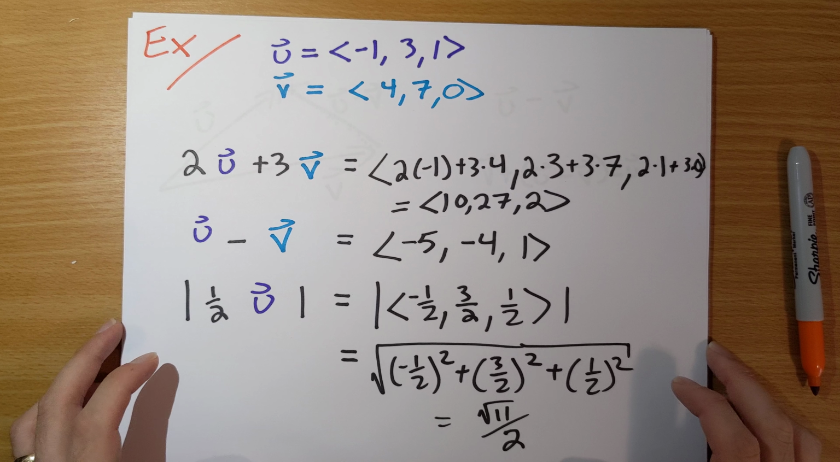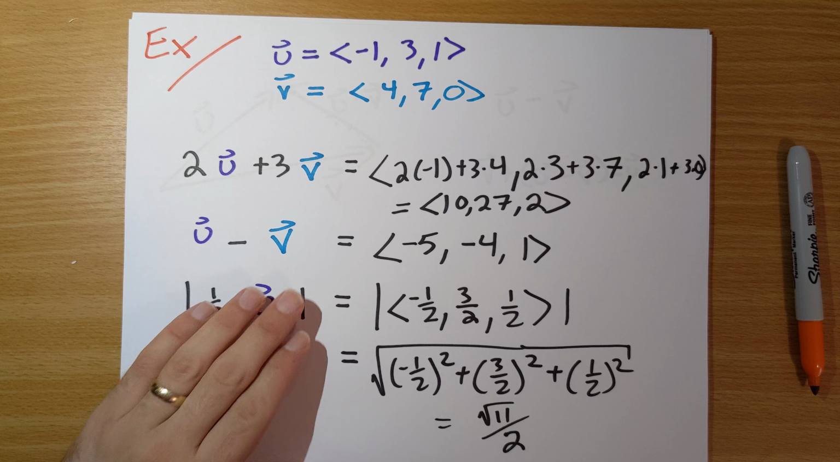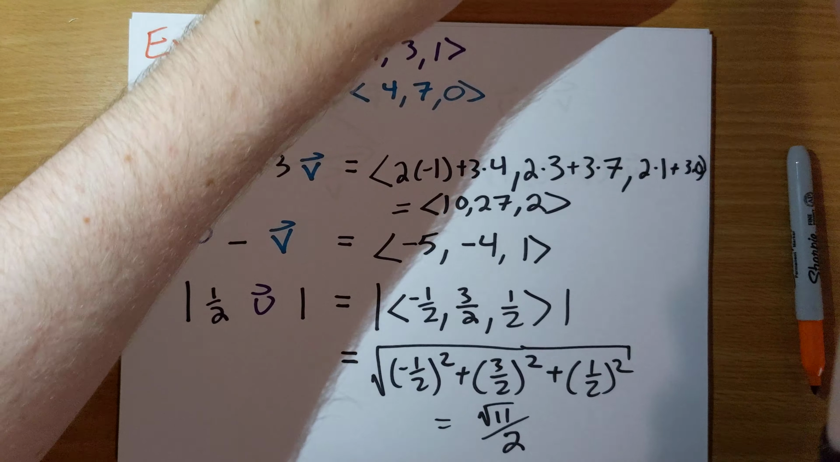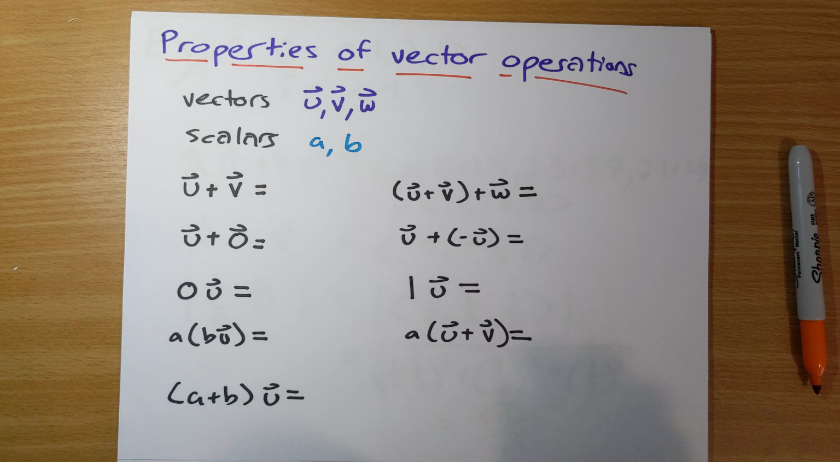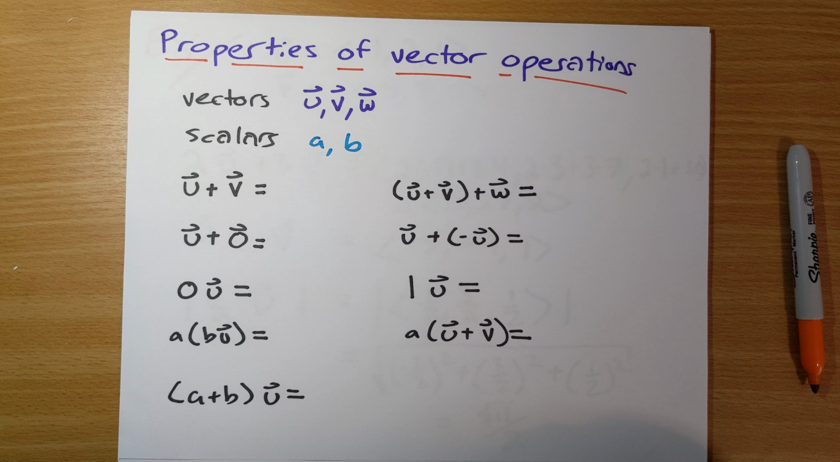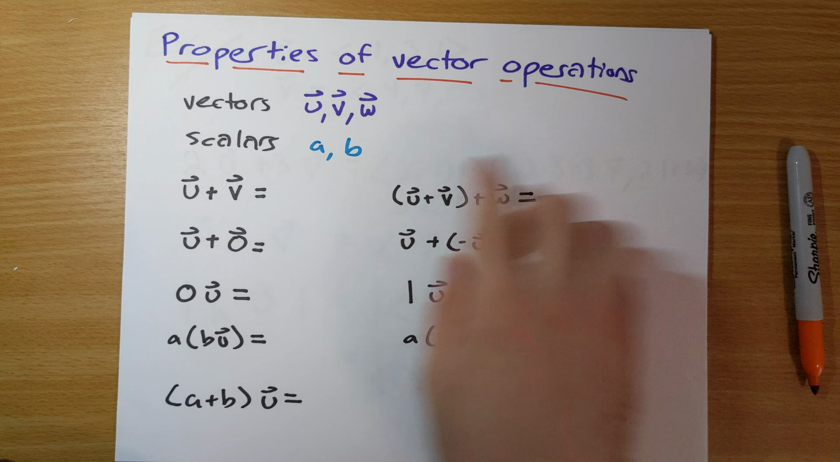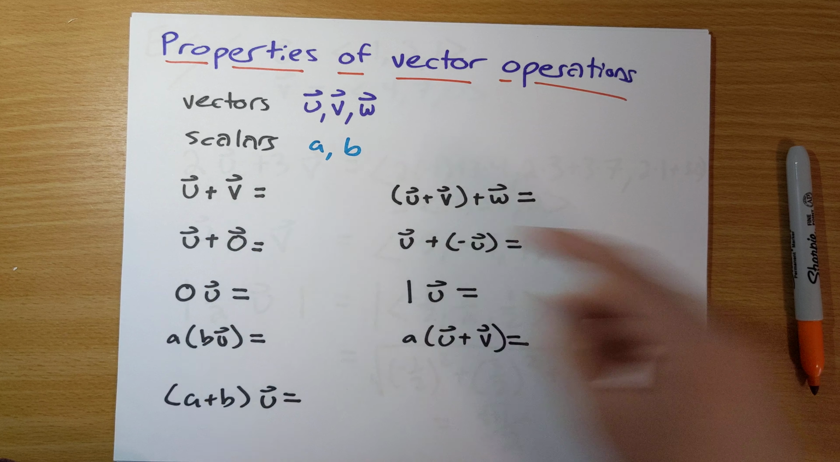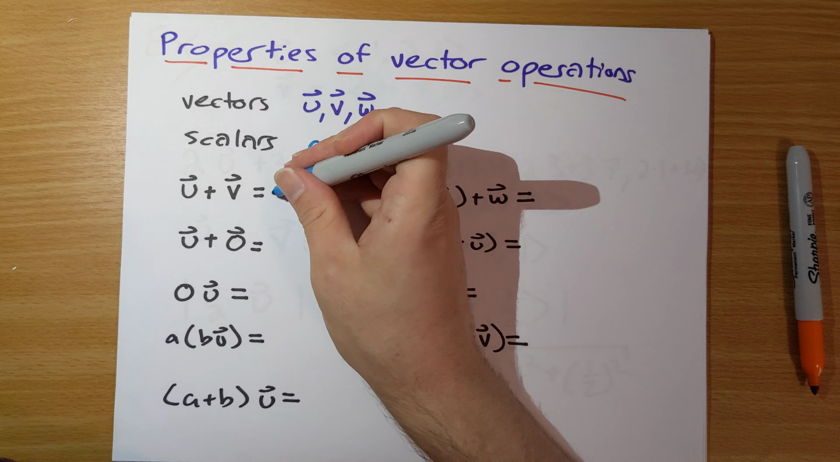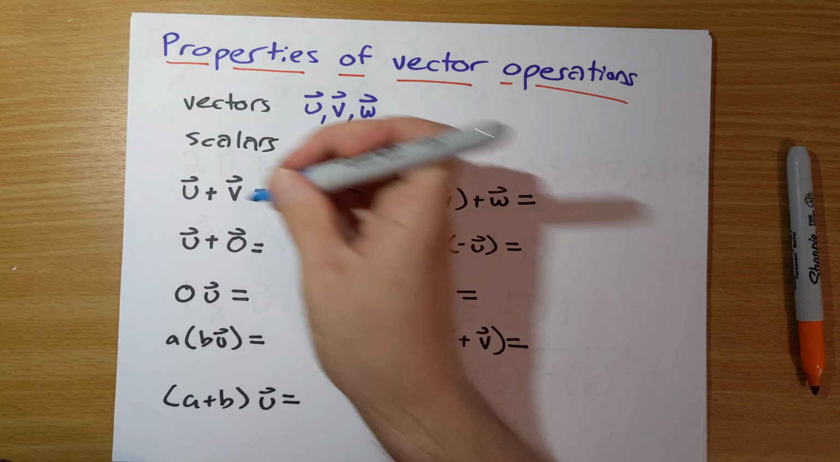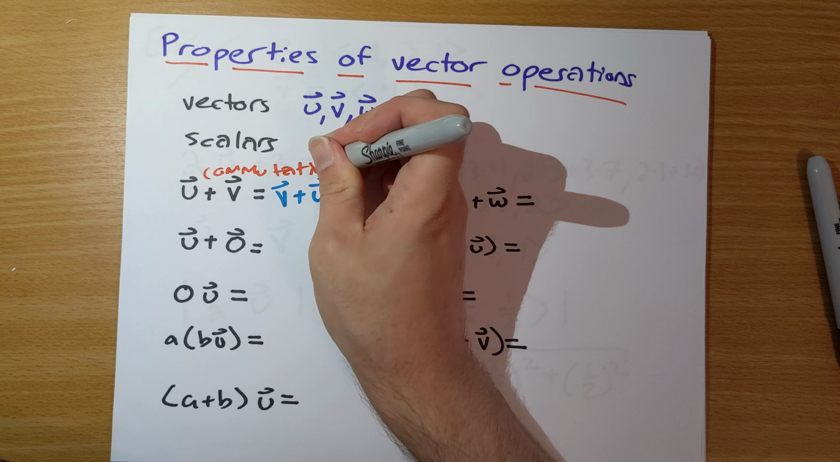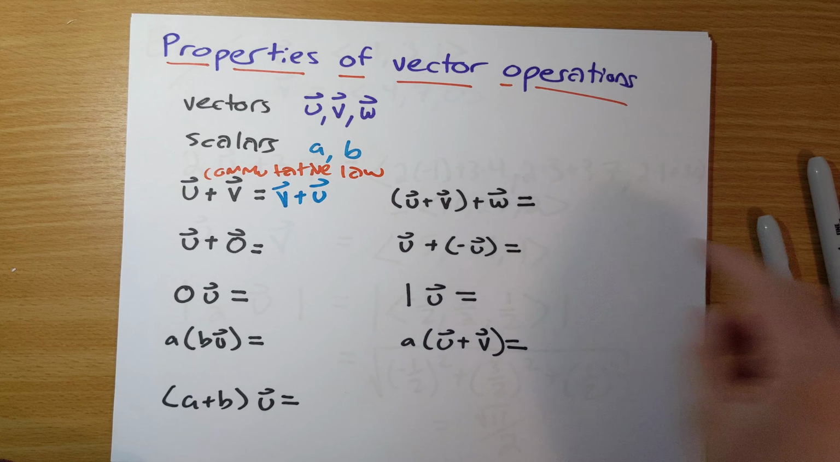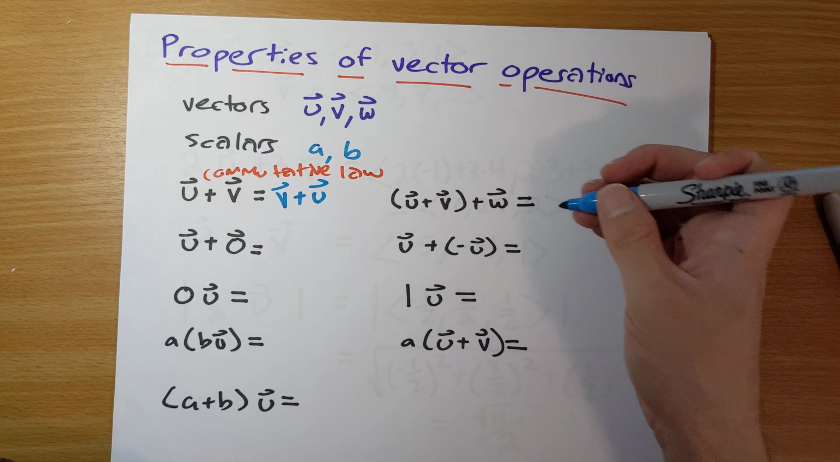Okay, so these are our basic vector operations here. And to wrap up this video, I want to show off that we can make a big chart of all these properties of vector operations. So u, v, and w are all vectors, a and b are scalars. u plus v we can write as v plus u. So this would be a commutative law.